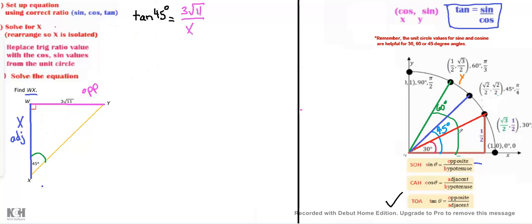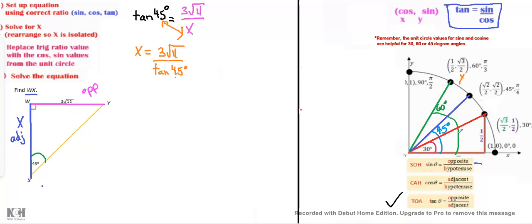Step 2, we want to solve for x or isolate x. So we've got x down here in the denominator. I could just switch these two out. I can move them. So I'm going to put x up here. I'll leave this up here. And the tangent of a 45-degree angle, put that down there.